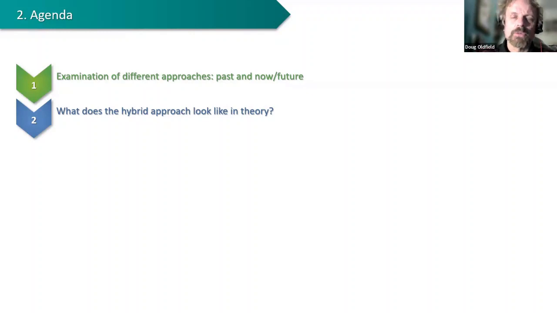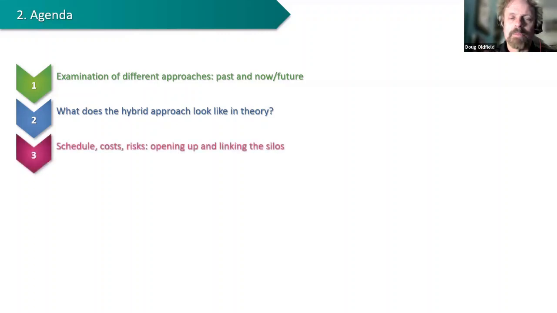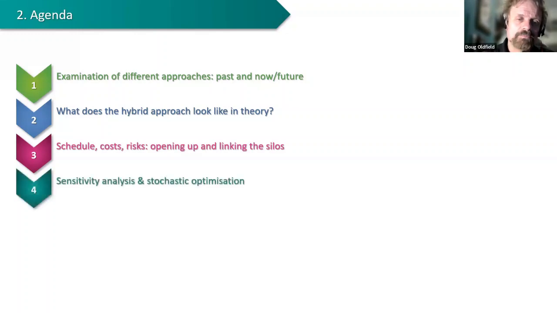How can we start to integrate those in theory? Then we'll look at what that kind of looks like in practice, I guess. What are the different elements that we might need to think about? So we're talking about schedule, costs, and risk registers, and how we can start to bring together those areas which are very silo based historically. How we can start to break down some of those silos a little bit.